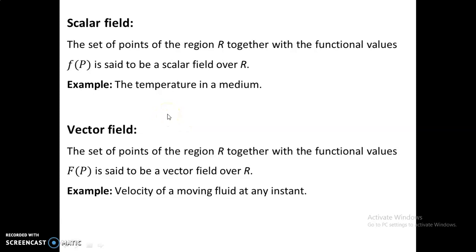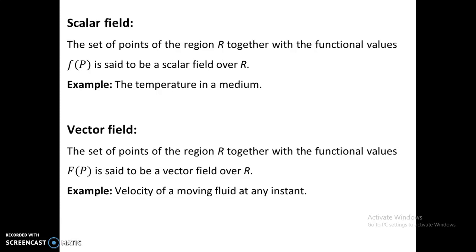The set of points of the region R together with the functional values f of p, that is, the scalar point function f of p, is said to be a scalar field over the region R. It means we have a set of points in the region R together with that scalar function, which we call a scalar field over the region R.